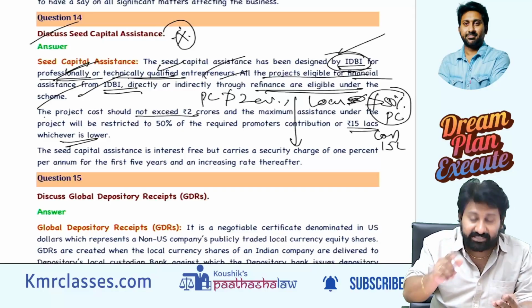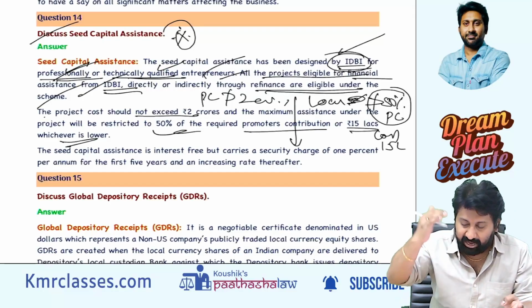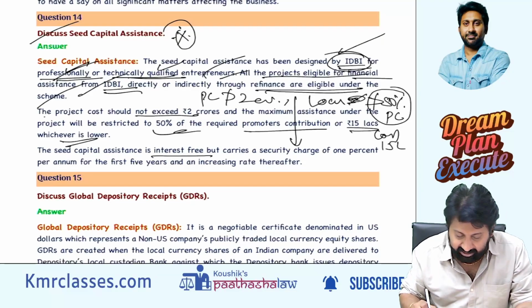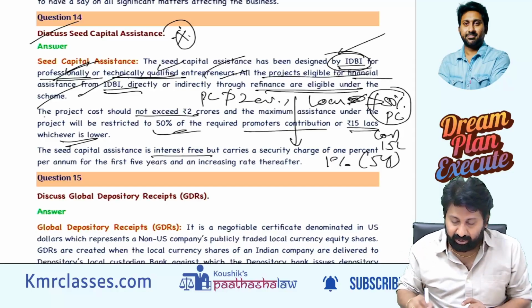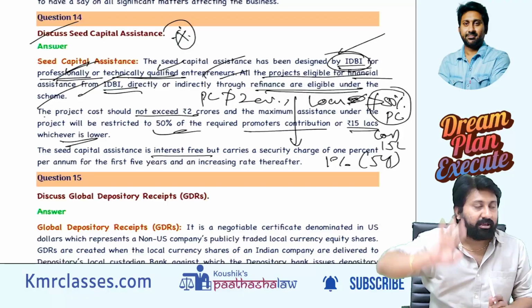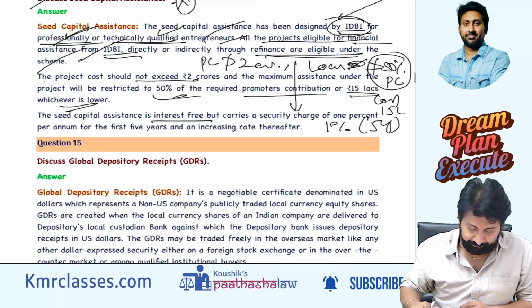And maximum assistance under the scheme is restricted to 50% of the promoter's contribution or 15 lakhs, whichever is less. Seed capital assistance is interest free, but it carries a charge of 1% for the first 5 years. Charge on what? Charge on the overall loan. I gave you 15 lakhs, now 1% you give as a service charge. Okay, 3 things you have to remember here.